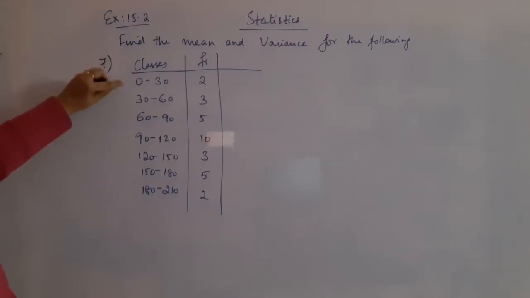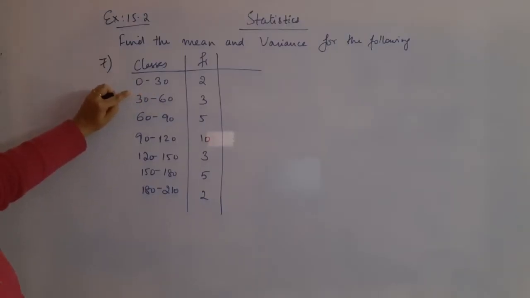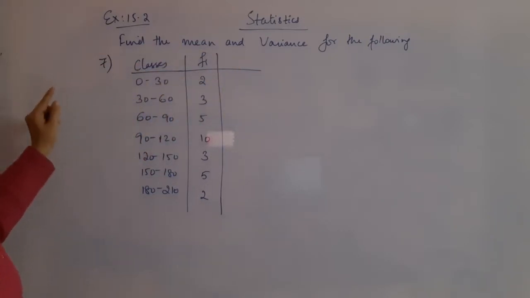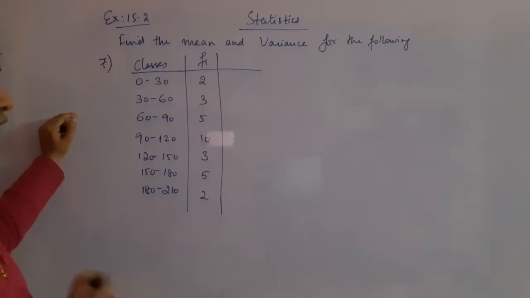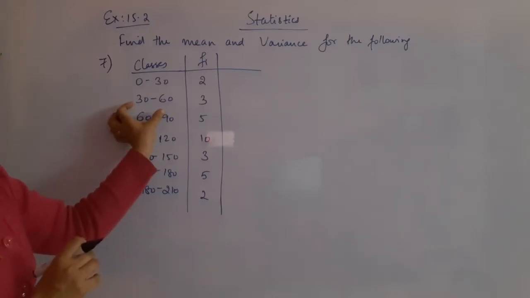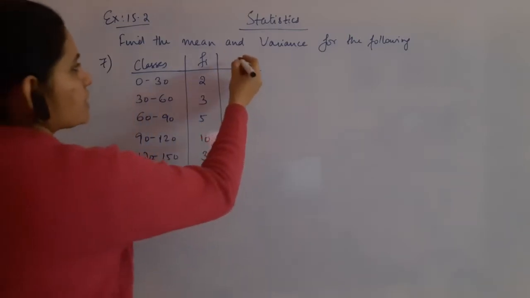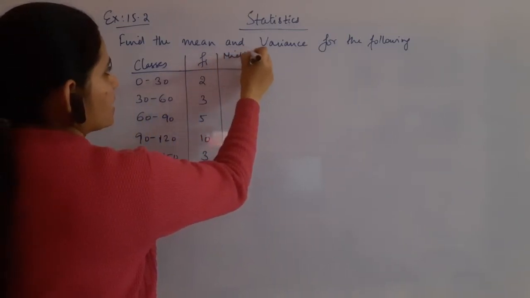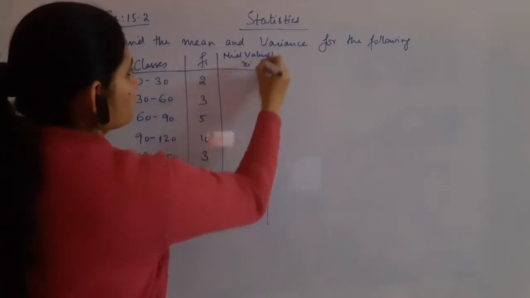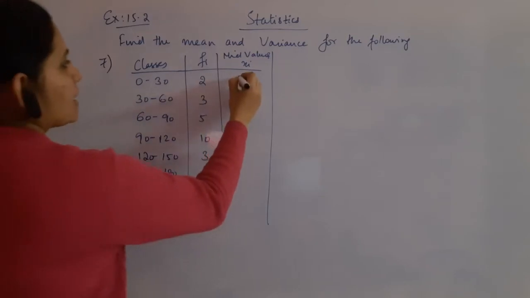For this type of problem, when you have intervals, you have to use the concept of finding out the mid value first and then the deviation as xi minus a, whatever you take as assumed mean, divided by h. That will be the class size. So first we will find out the mid value xi.